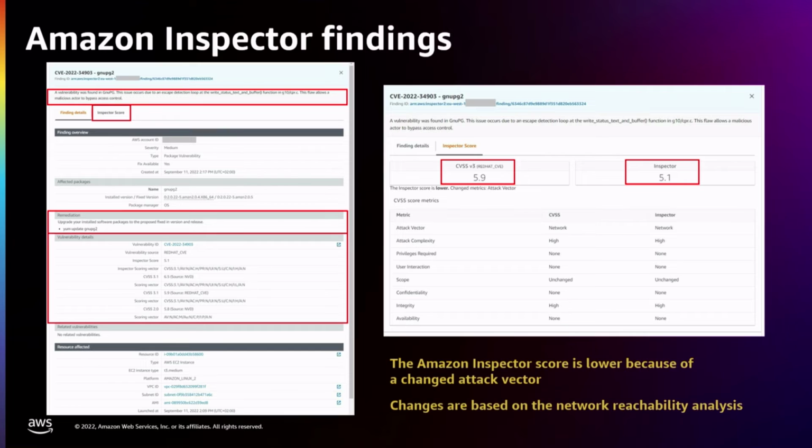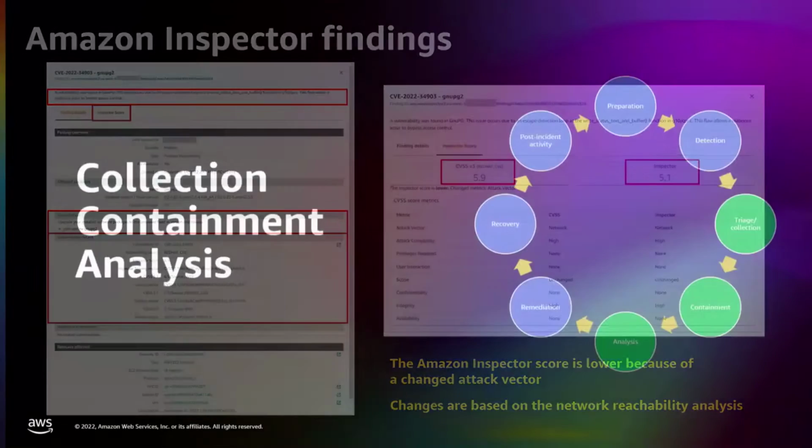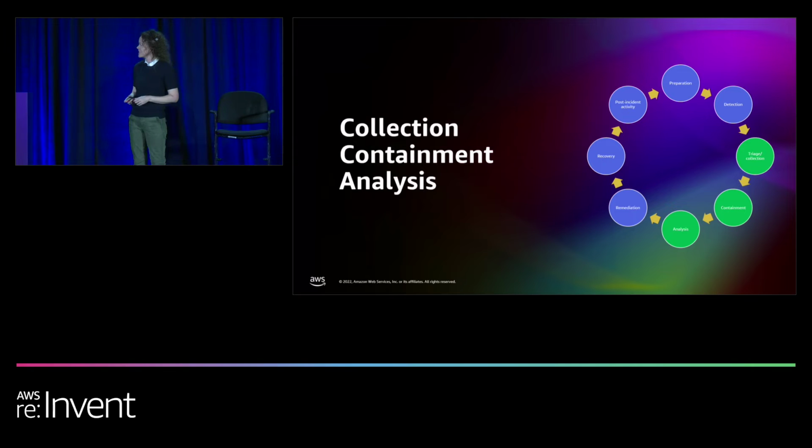The reason for that is because we saw on the previous screen that this instance wasn't reachable outside of the network. There were 0 network reachability scores. And so as a result, the suggested risk score from Inspector is slightly lower than the NVD score. And based on that, you can automate your response or carry out a manual response at a later stage. So, onto containment, collection, and analysis.